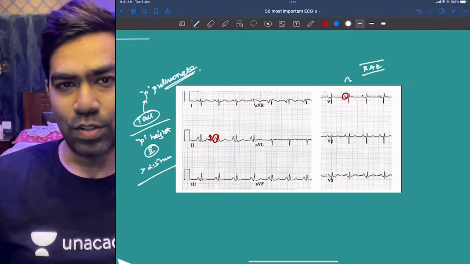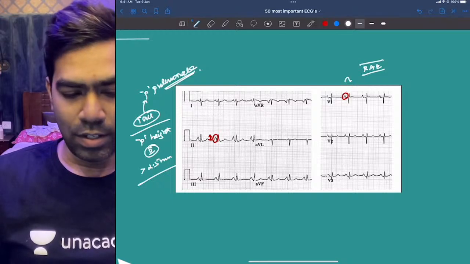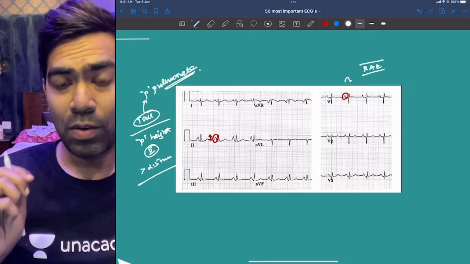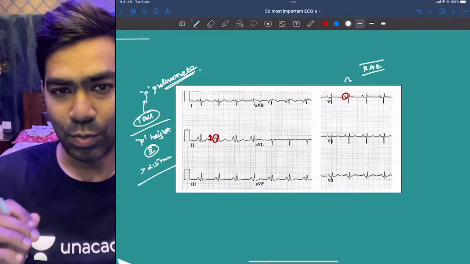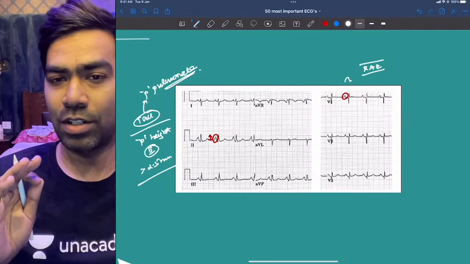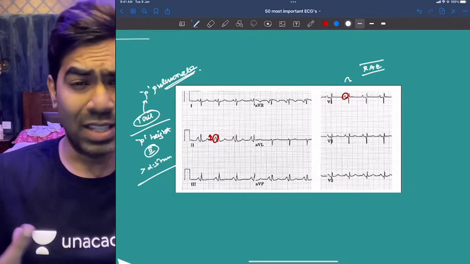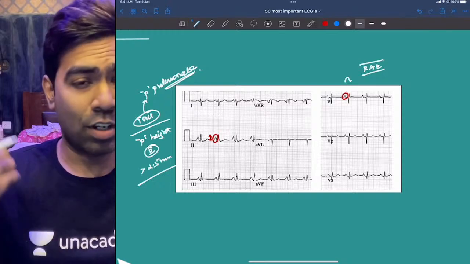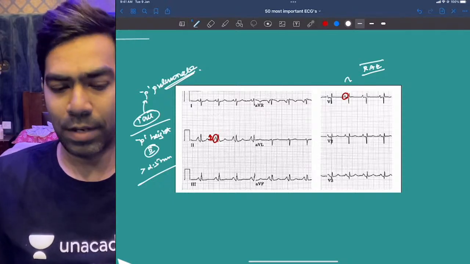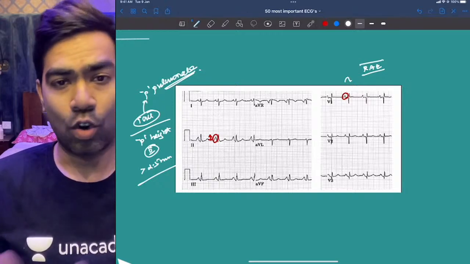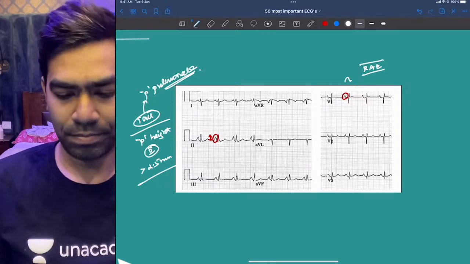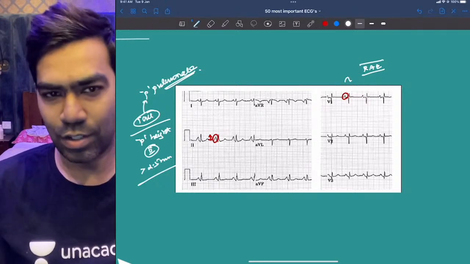Tall P waves in lead 2 is also referred to as P pulmonale. Because the number one cause of right atrial enlargement in the world is pulmonary hypertension due to any cause. Probably you can think about COPD or some chronic lung disease causing pulmonary hypertension, but that is the number one cause of your right atrial enlargement and P pulmonale. So now you can understand why it is called P pulmonale.